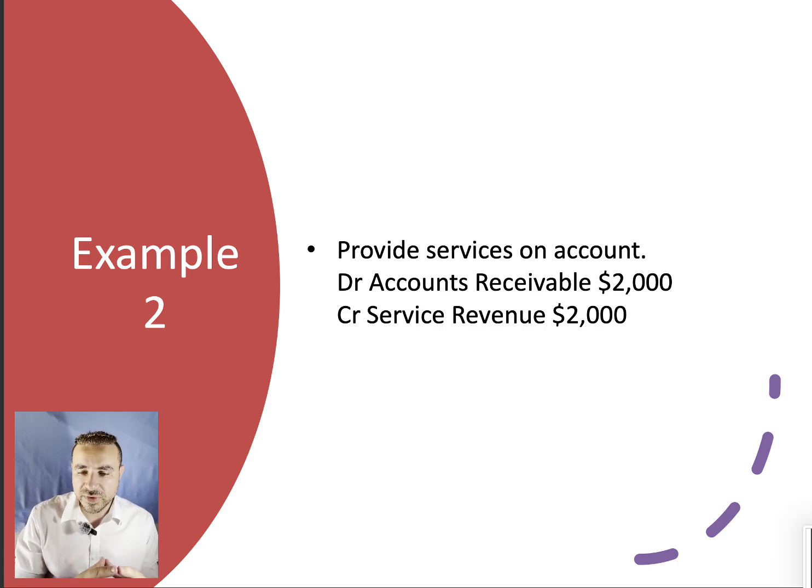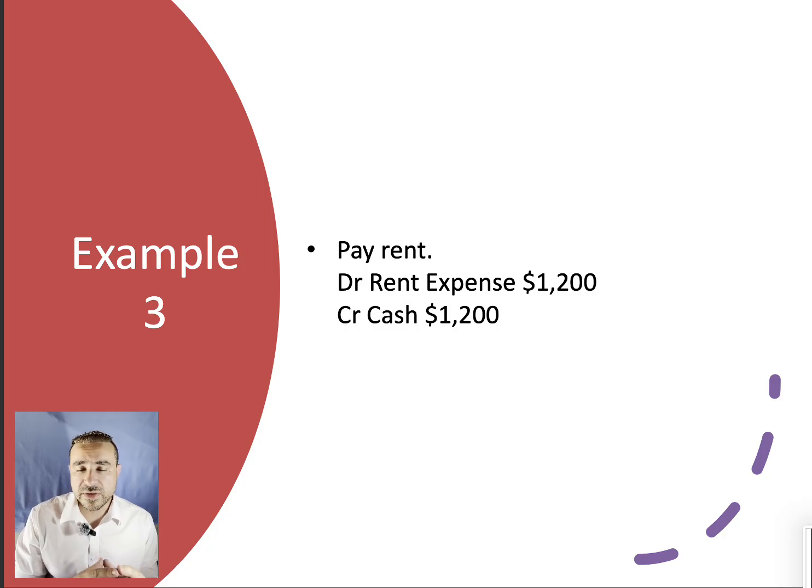Let's take example 3. You pay rent in cash. Rent, I know that it's an expense, and cash, I know that it's an asset. If I want to increase the expenses that I incurred, I will put it on the debit side. So I will put debit rent expense and credit cash, for whatever amount, 1,200 or 2,000.